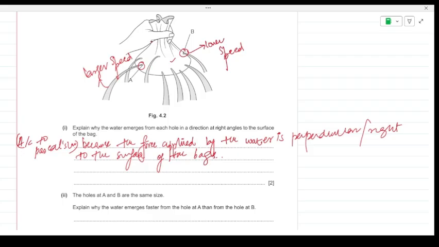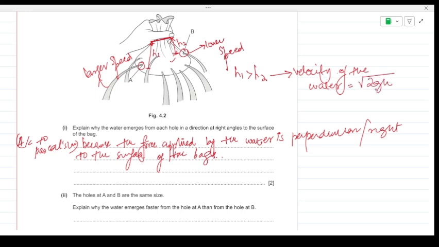Let's say this is a common point for both holes. Then you can calculate the height of point A, which is higher. Let's say this is H1 and this is H2. Since height H1 is greater than height H2, the velocity of water from the hole depends upon under root 2gh, where h is the height. So if the height is greater, the velocity is faster. The water emerges faster from hole A than from hole B.